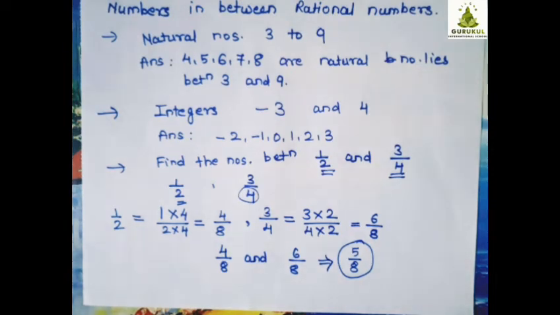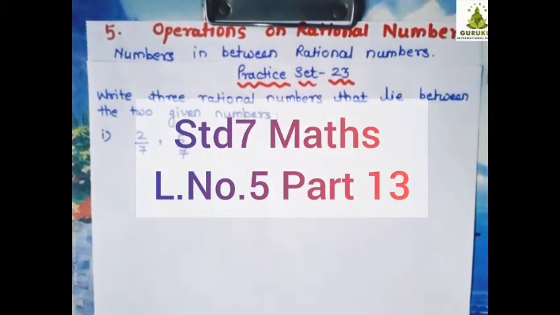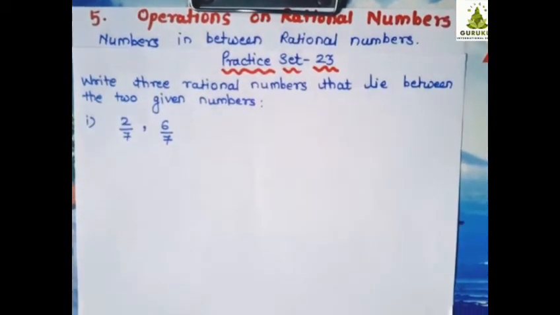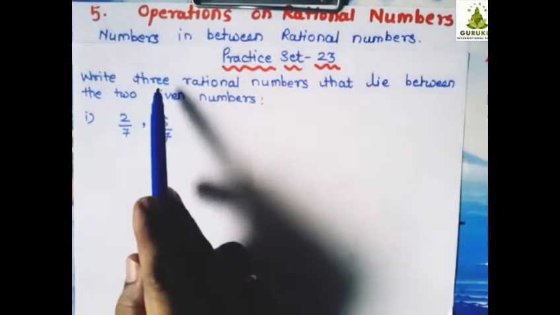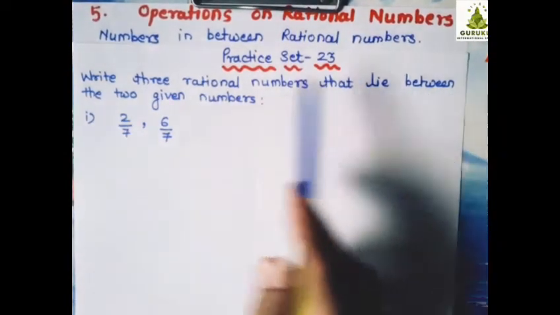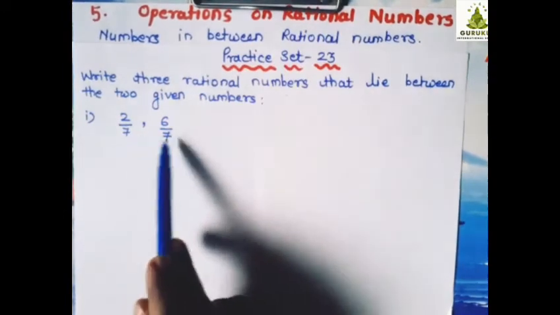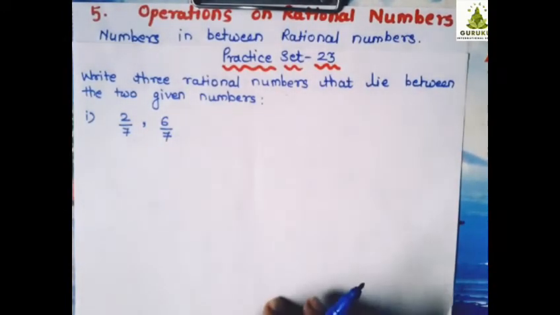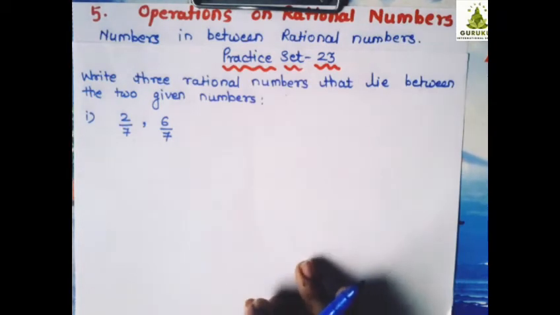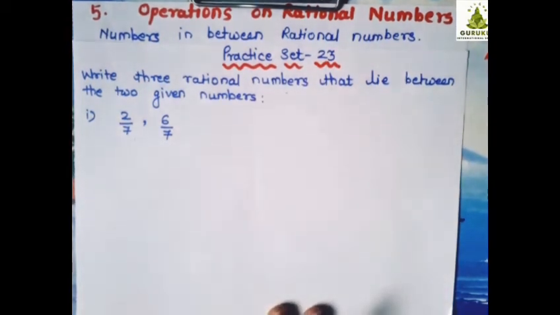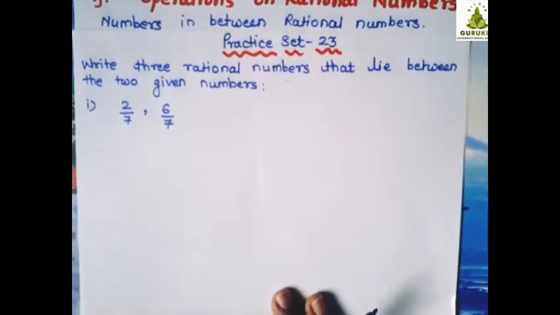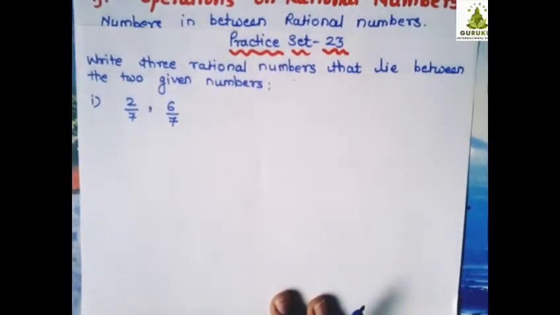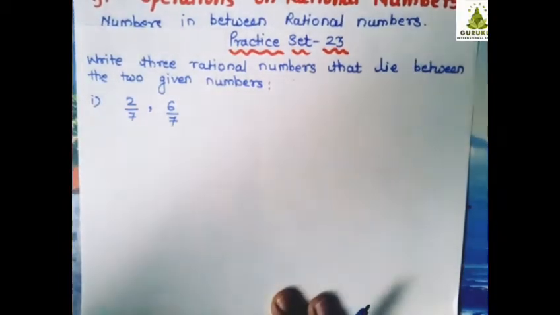So, in the next practice set, we are going to learn how to find the numbers that lie between two rational numbers. Now, in practice set 23, we have to find three rational numbers that lie between the two given numbers. Two numbers are given to us and we have to find the rational numbers. Now, let me tell you, for this practice set, these sums are like open-ended questions. Open-ended questions means you can write the answers of your choice.